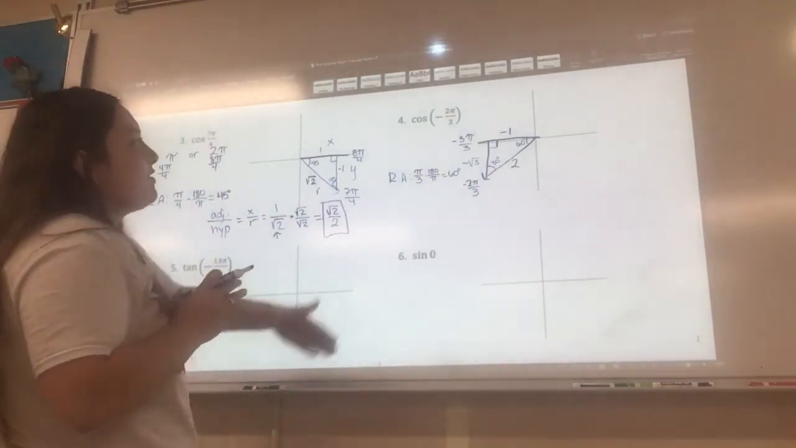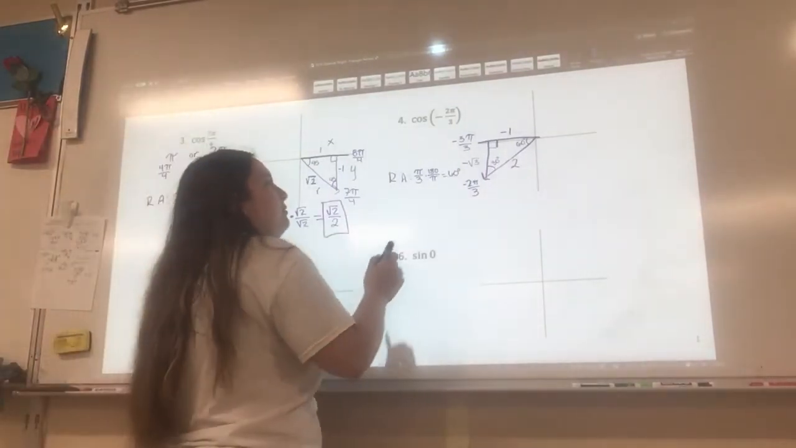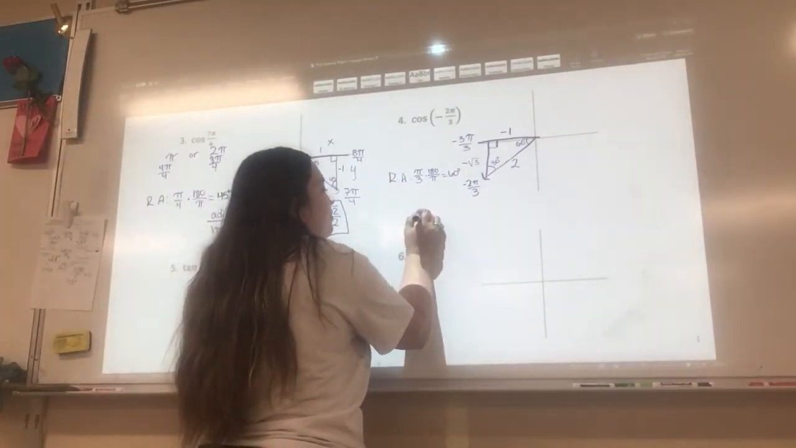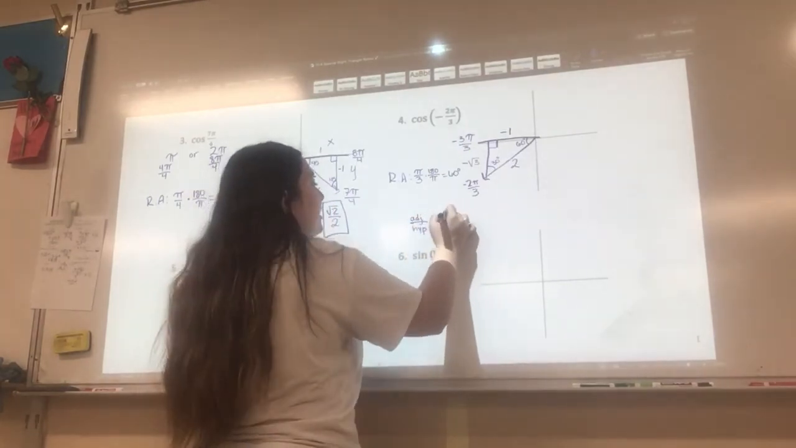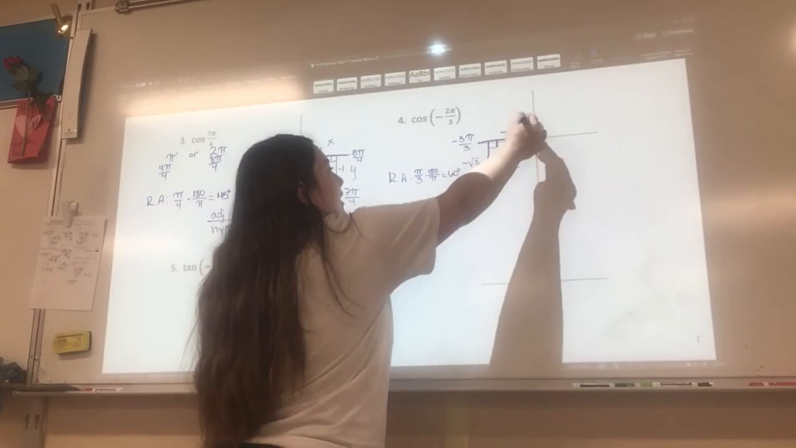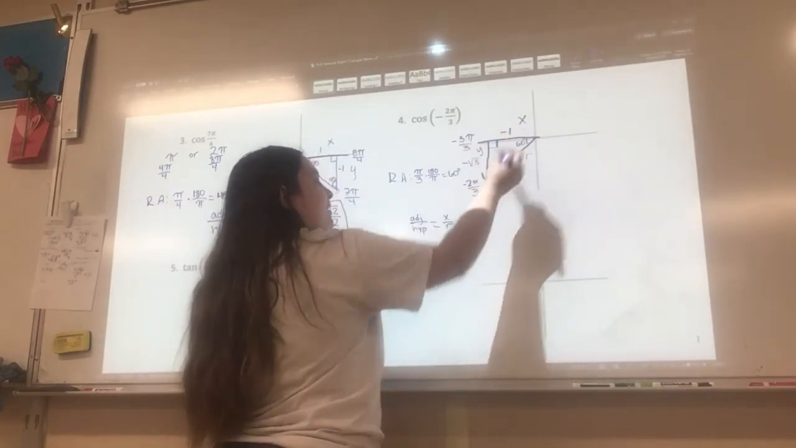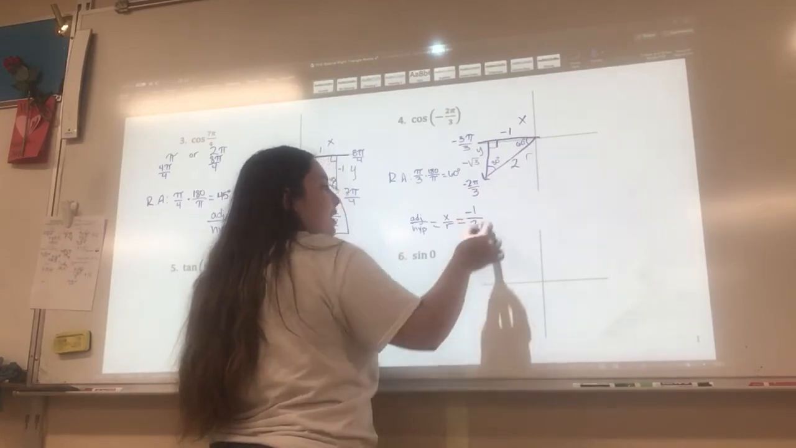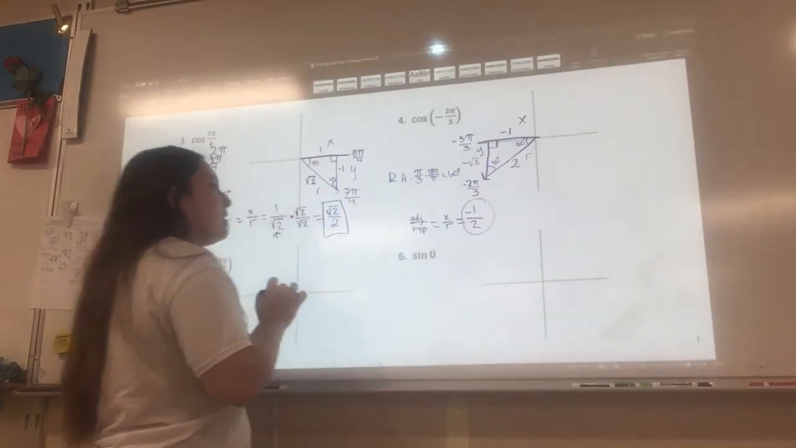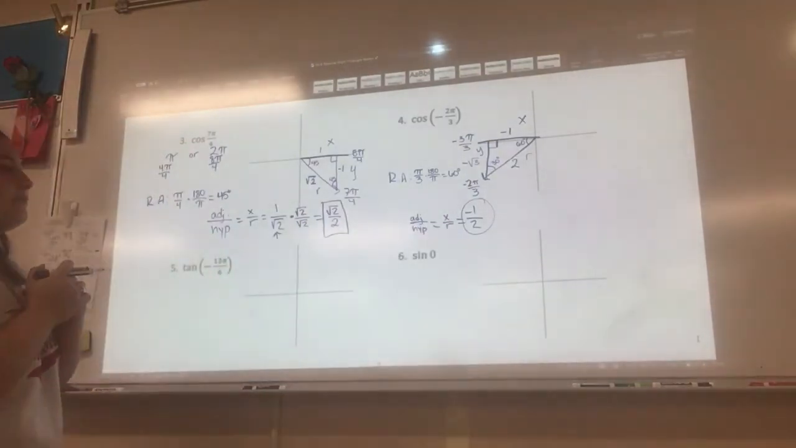So now we've got to actually solve cosine of negative 2 pi over 3. Well, again, cosine is adjacent over hypotenuse, or the same thing as x over r. I'm just going to rewrite again because I forgot to put x, y, and r. Our x is negative 1 and our r is 2. So our answer is negative 1/2. No extra multiplication needed because there is nothing irrational in the denominator.